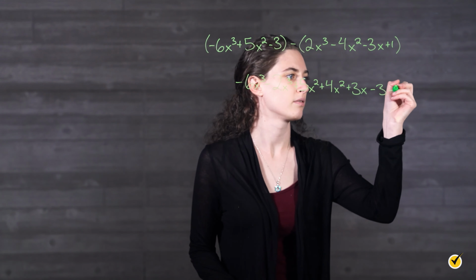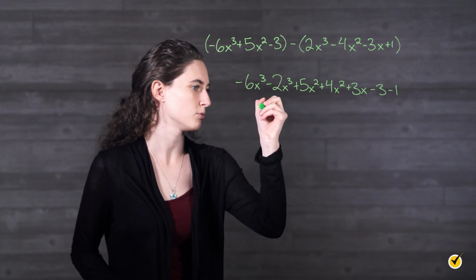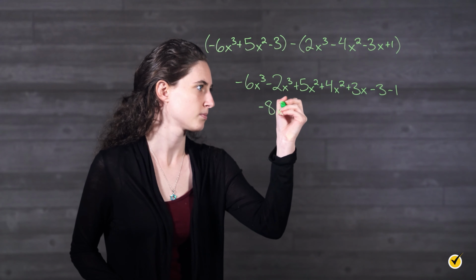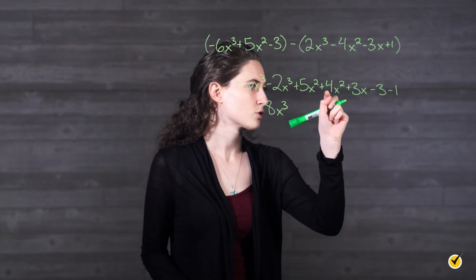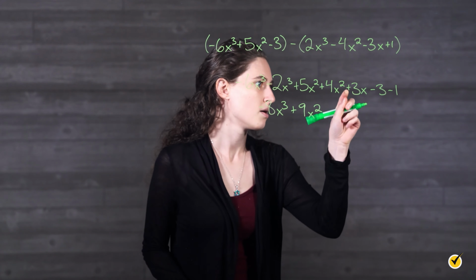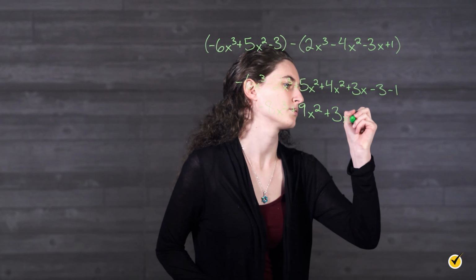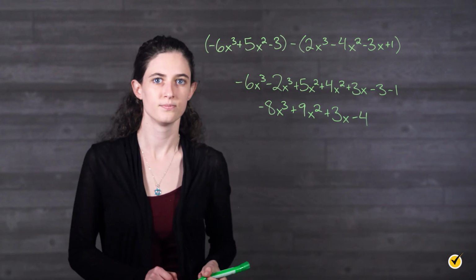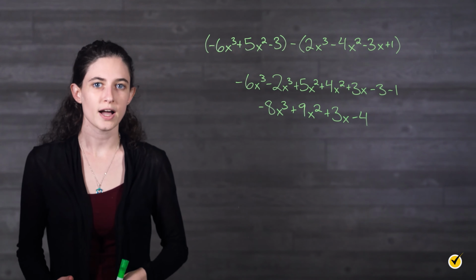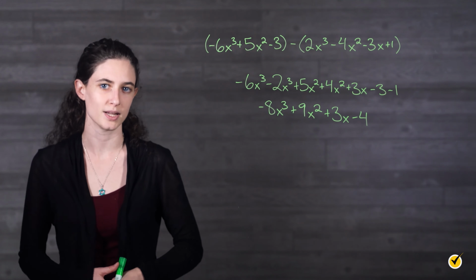minus 1. So when we combine negative 6x cubed minus 2x cubed, we get negative 8x cubed. Plus 5x squared plus 4x squared gives you plus 9x squared. Plus 3x. And minus 3 minus 1 gives you minus 4. So our final answer is negative 8x cubed plus 9x squared plus 3x minus 4.